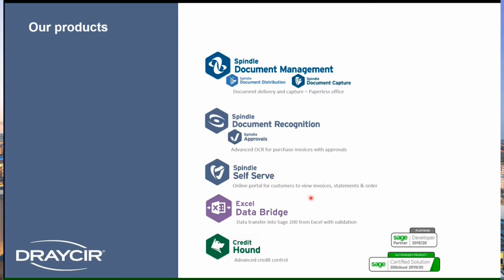We also have an Excel data bridge, which is basically if you do lots of work in Excel and you put it back into Sage, and we have a special tool that allows you to create templates around that, and it has a validation tool, so it tells you if there is incorrect data and how to fix it. Finally, we have a credit control solution. We have an on-premise and cloud version of this software, and basically what we tried to do with that is automate your credit control process by sending out letters to your customers based on criteria that you give the software.